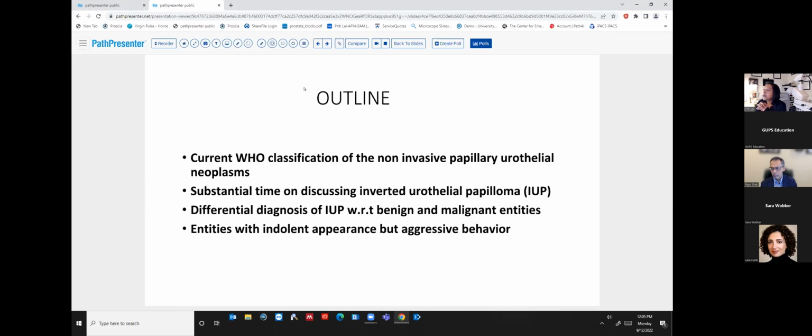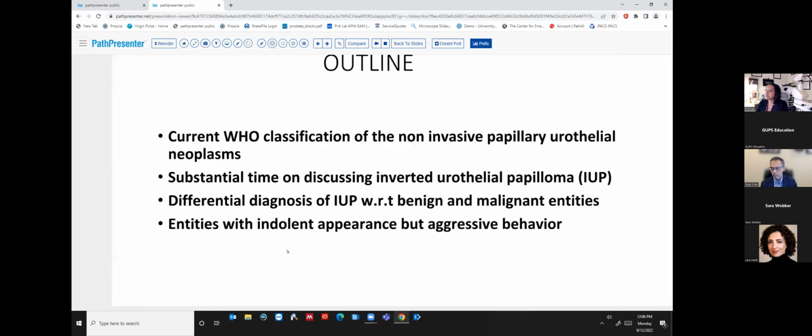So this talk is going to be about 15 to 18 minutes long. It's a big topic to tackle. So I'm just going to give you a brief outline of how I have put this talk together. We'll lay some basic definitions down by going over the WHO classification of non-invasive papillary urothelial neoplasia. I'll spend a substantial amount of time discussing the inverted urothelial papilloma so as to be able to draw the differential diagnoses that come to play when you are making a diagnosis of benign entity. And then go over a little bit in more detail into the various benign entities that play into these differential diagnoses, some malignant entities that one should always keep in mind, and some indolent appearing, more aggressive behaving entities that come into play.